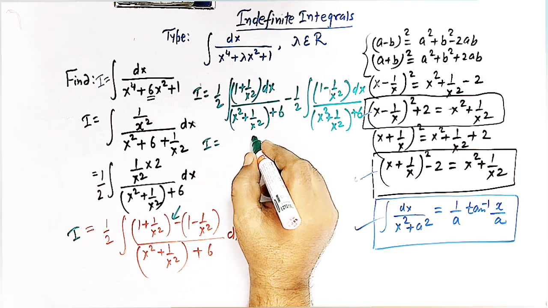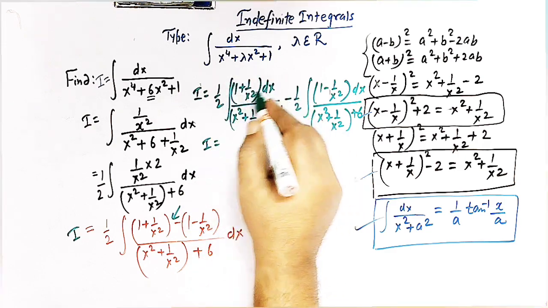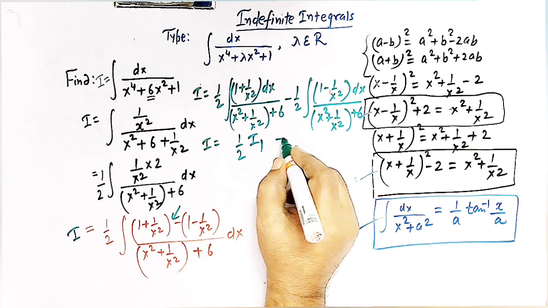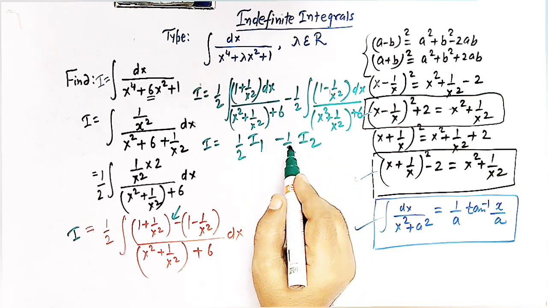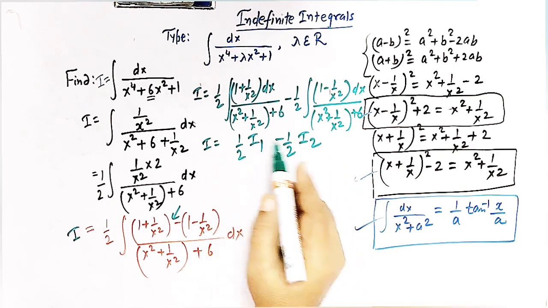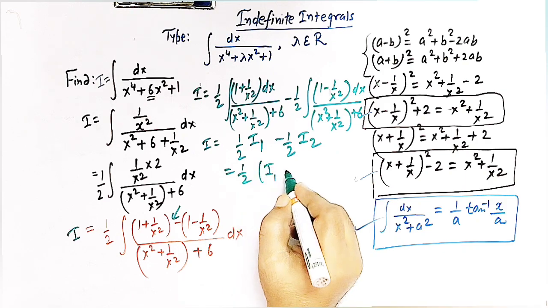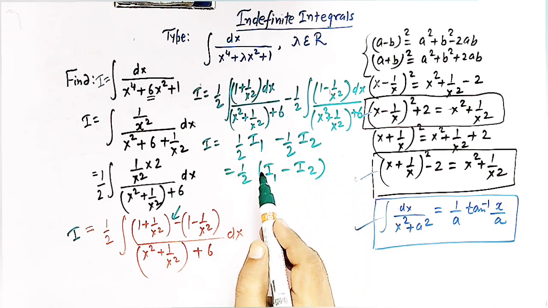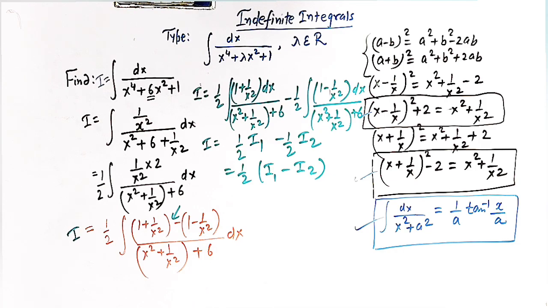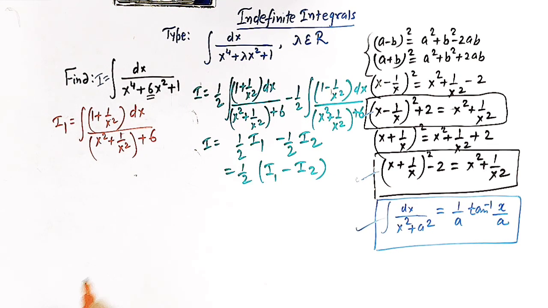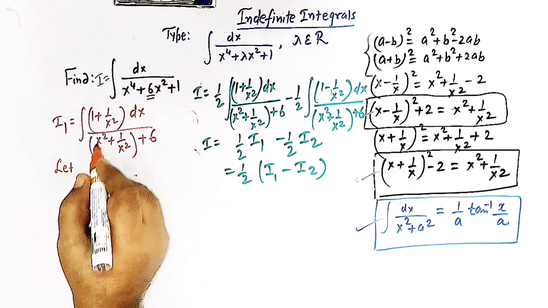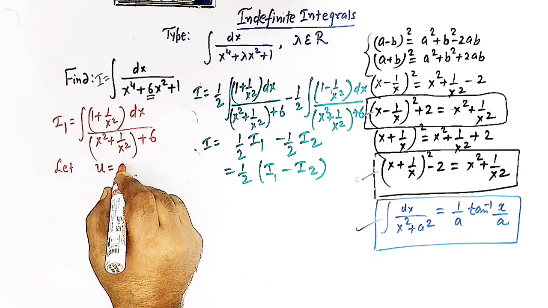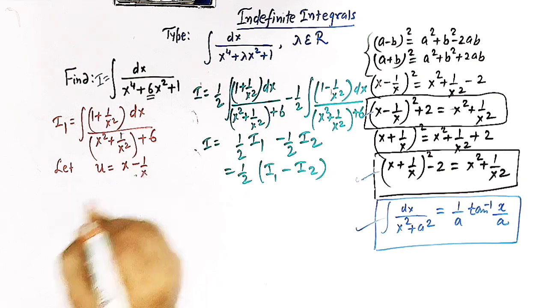So let us now call this integral I1. So here we can write half I1, and here this integral as I2, and we can now write I is equal to half, then we have I1 minus I2. So let us separately calculate I1 and I2. So now to solve I1 and I2, we will make use of the method of substitution. So here we have I1. So let us substitute u is equal to x minus 1 over x, right?